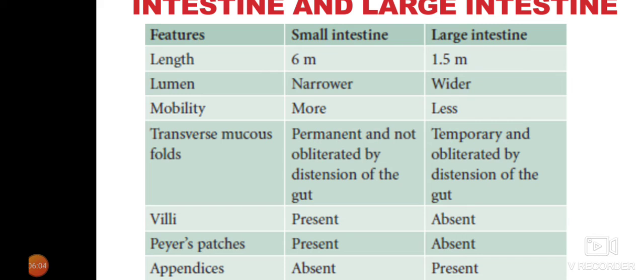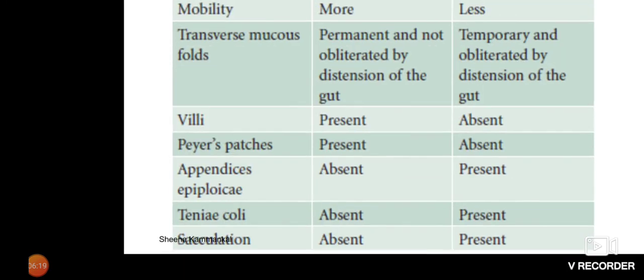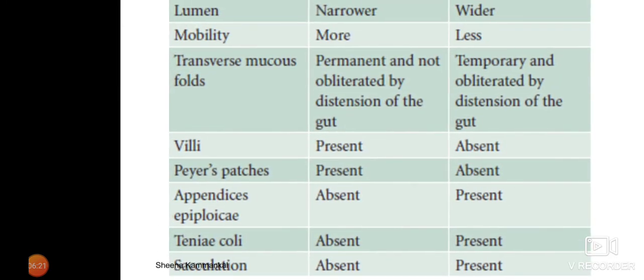But in the large intestine, when the gut is enlarged by the presence of food material, what happens to the transverse mucosal folds? They also unfold, so they are temporary. Now, in the case of villi, villi means finger-like processes.